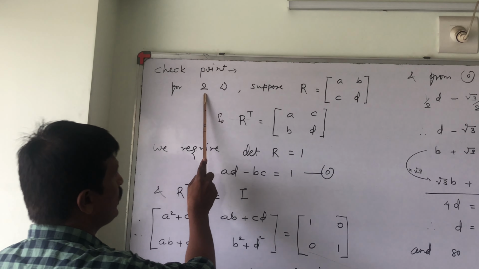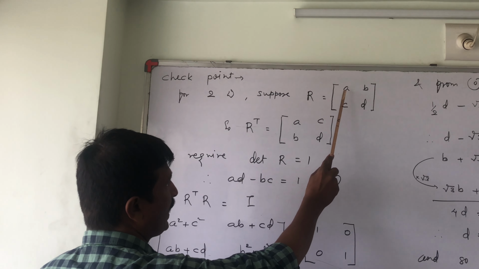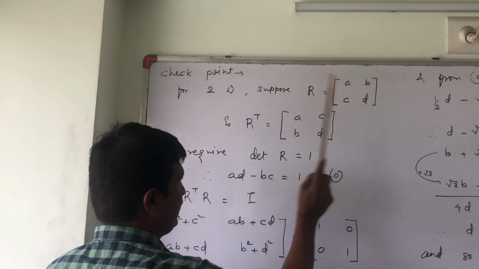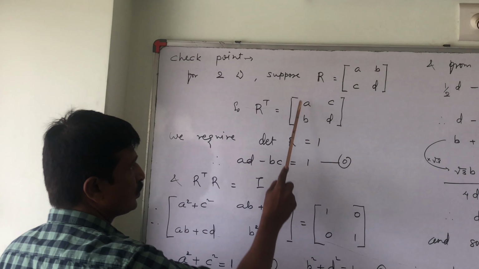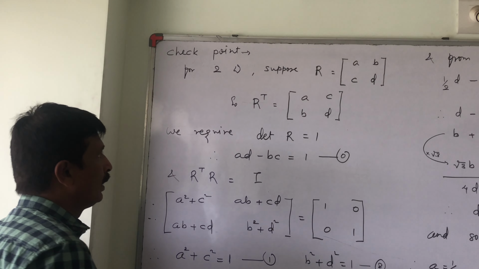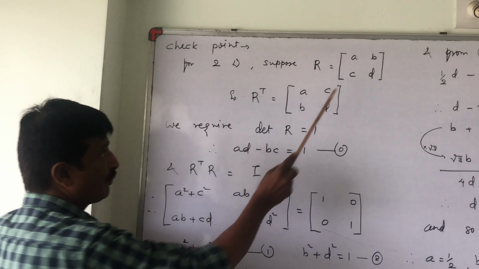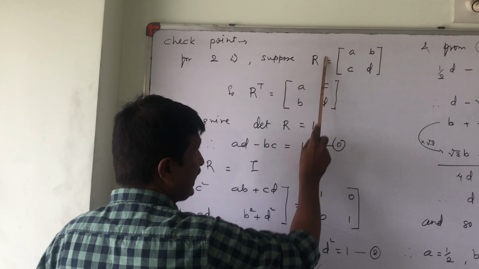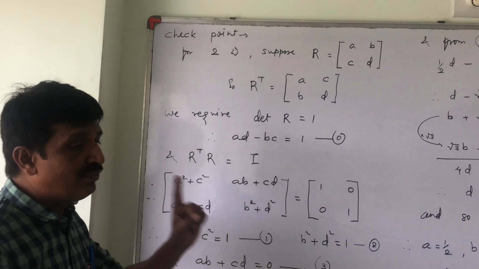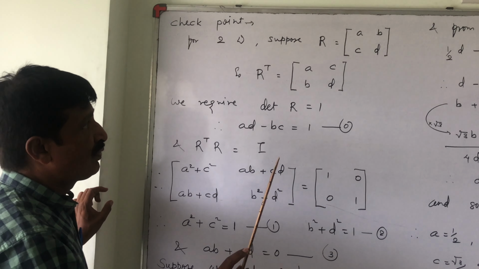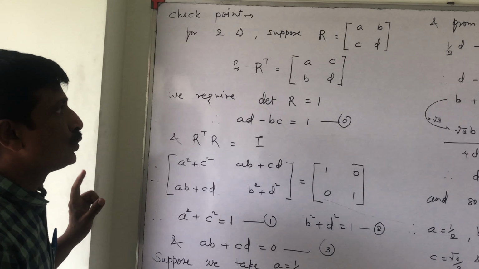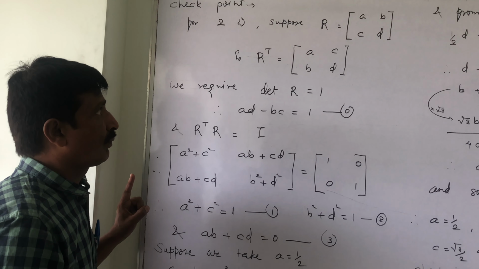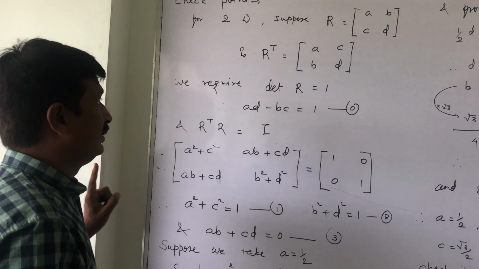Suppose in a 2D rotation matrix there are 4 entries A, B, C, D. So the transpose of R, rows become columns, is A, C, B, D. There are 4 entries, but we can select only one independently. After that, the remaining 3 elements come through maths. So the degree of freedom for rotation, from the orientation point of view, is 1.